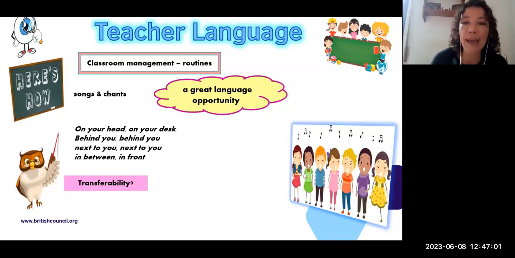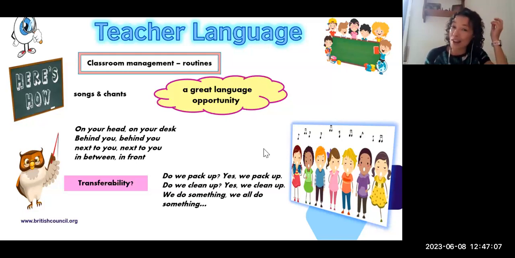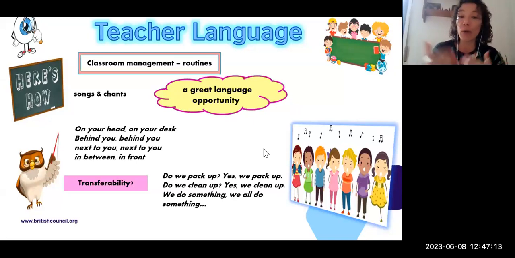I hope that's okay. Lovely. Okay, then the last one, where at the end of class, we have this. I don't know if you're familiar with this song. Again, you can try and sing along if you want, in order to also keep them packing up. So, do we pack up? Yes, we pack up. Do we clean up? Yes, we clean up. We do something. We all do something. And so we go on.